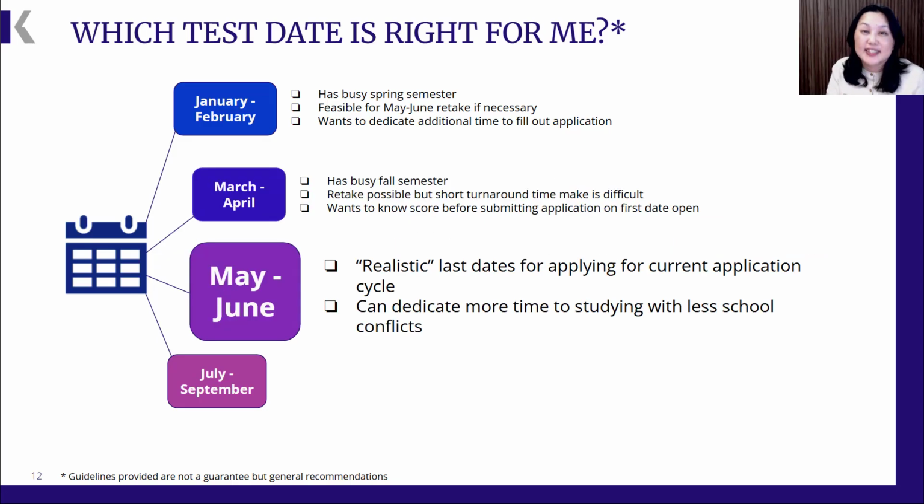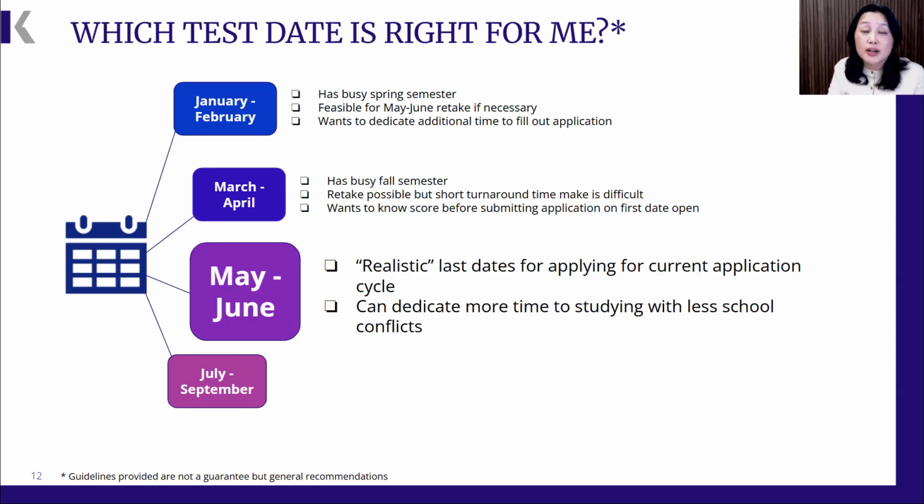May, June test dates are kind of on the cusp of where it's going to get a little bit late for applications for that current cycle. So this would be what I would call the realistic last test date for applying to MD American schools. This timeline isn't necessarily as applicable for DO American schools or other international schools like Canadian schools. They have very different timelines.